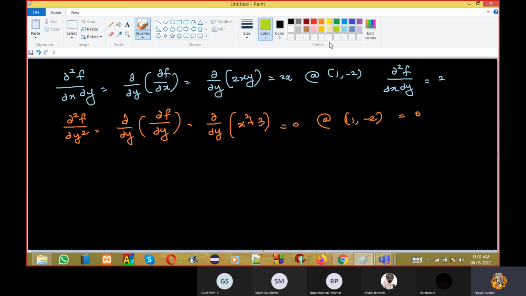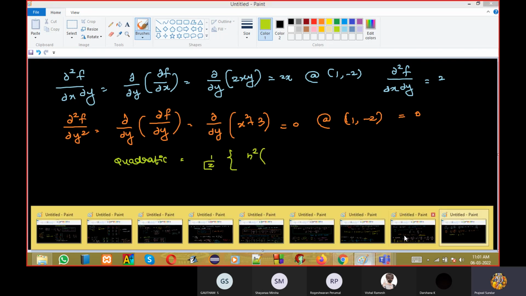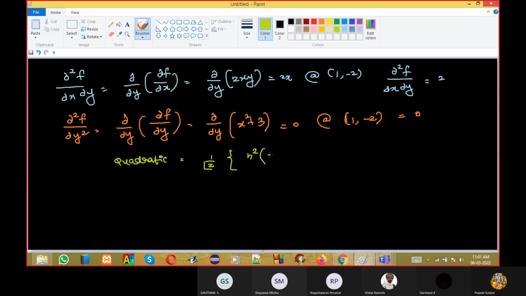So please write the quadratic term. What is quadratic? Quadratic will be 1 by 2 factorial into h squared into ∂²f/∂x², that is minus 4, plus 2hk into 2, plus k squared into 0. So it will be, you can take 2 outside, minus 2h squared plus 2hk. Right?